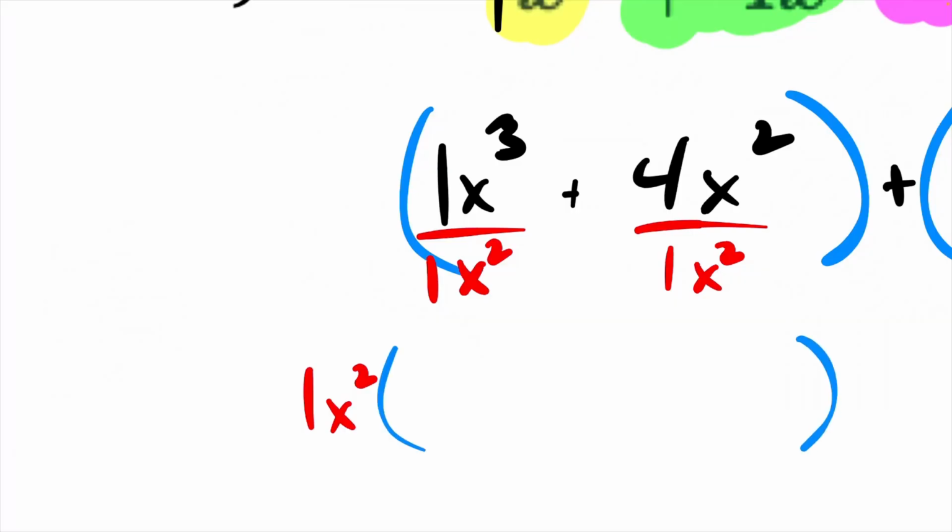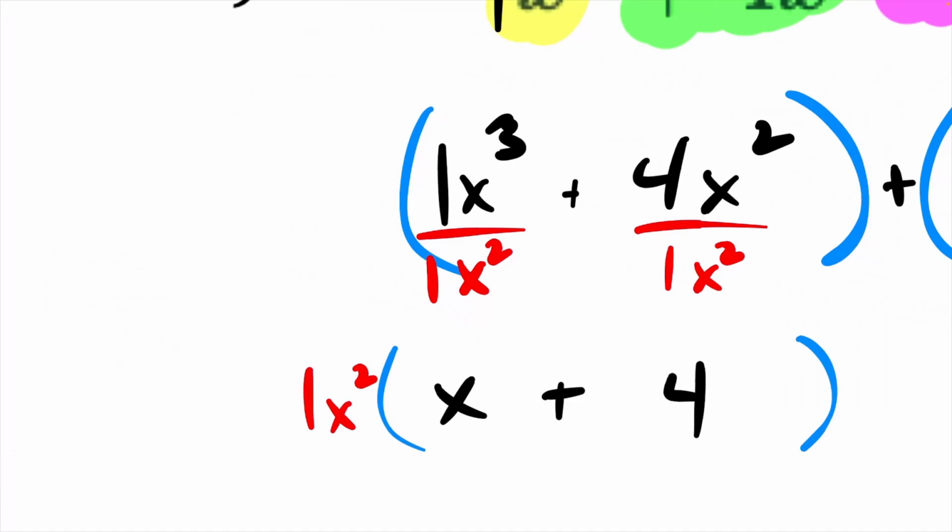So 1 divided by 1 makes 1. If I take away 2 powers, I get x. 4 divided by 1 makes 4. If I take away 2 powers, I just get a 4. Okay, that was step 3.